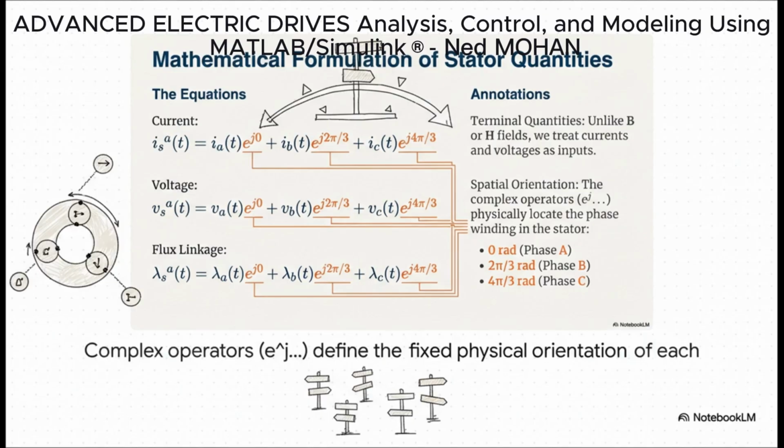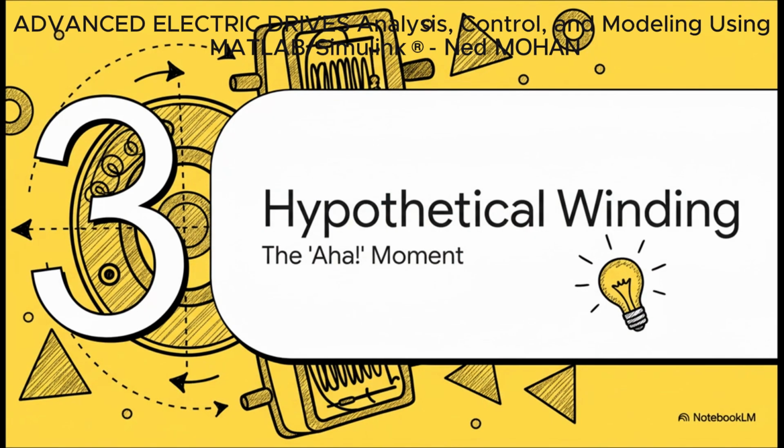Phase A, that's at 0 degrees. Phase B, that's at 120 degrees. And phase C is at 240. That's it. All they do is point each current in the right physical direction. So, where does all this lead? To a really powerful simplification. I mean, what if we could take this whole messy system of 3 windings and just replace it with one? This is really the aha moment of space vector theory.